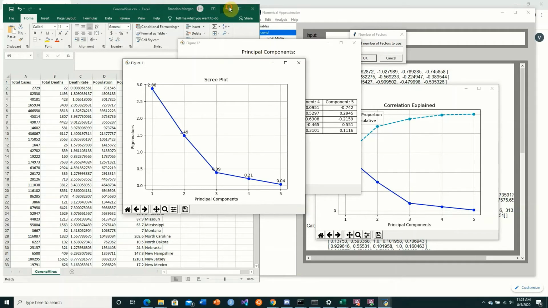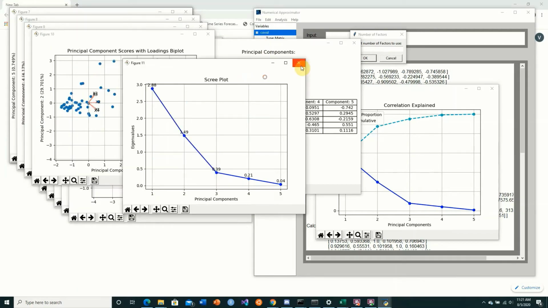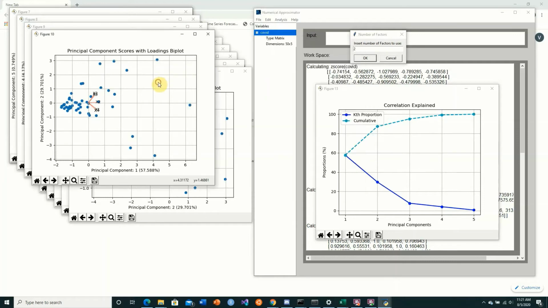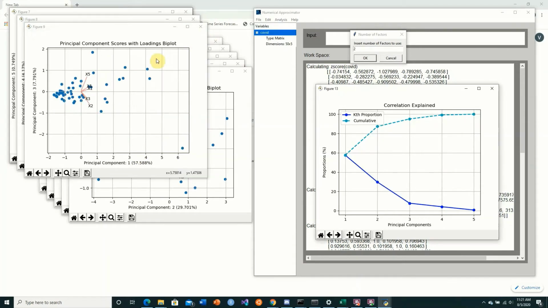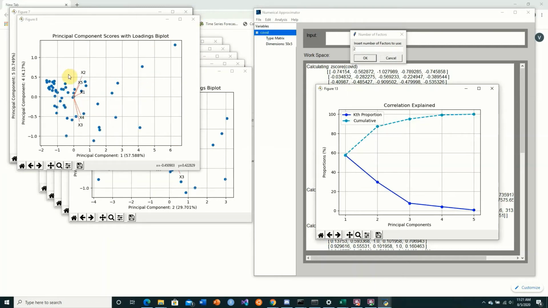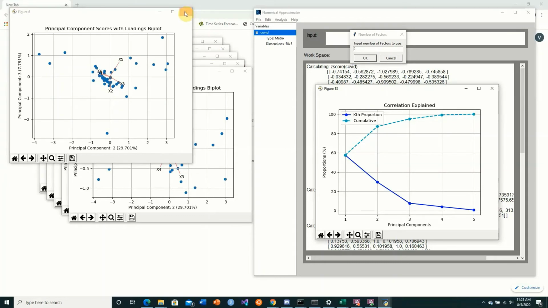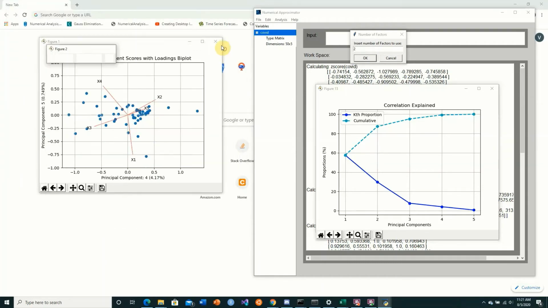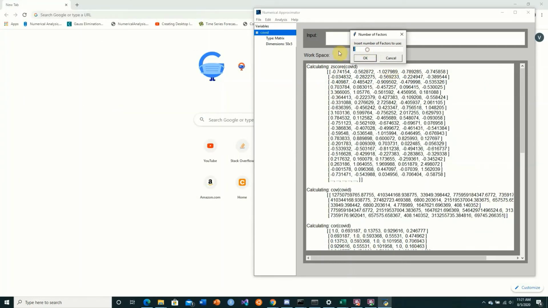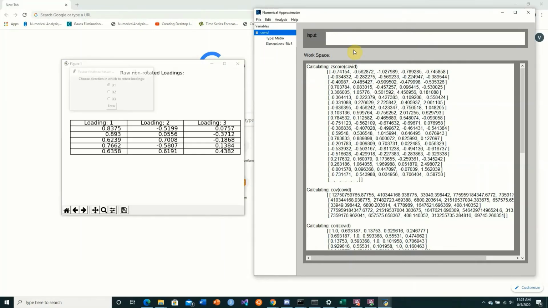So go back. Here we have the biplots again, so we can see we have some outliers, not necessarily some distinct clusters in the data. You could maybe argue this could be a cluster and that could be one as well. So it's going to exit out of all these. We will use 3 factors in our analysis.